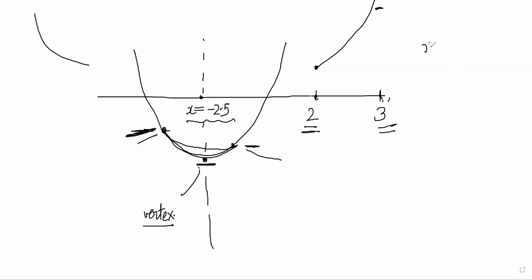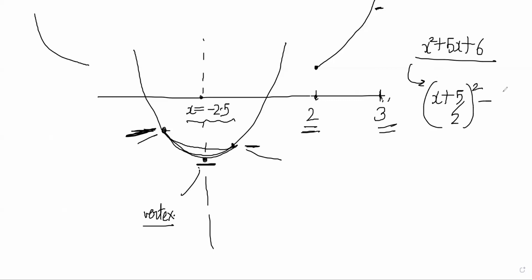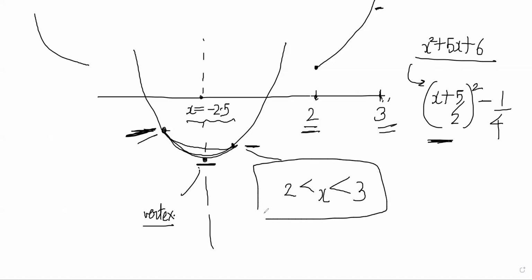But in this case, I wrote x square plus 5x plus 6 as a perfect square, and from there I figured out that the vertex is actually minus 2.5 and our range for x is between 2 to 3. So both the points are on the right side of the vertex. If both the points are on the right side of the vertex, I don't have anything to worry. The minimum value will come at the lower point, highest value will come at the higher point. Is it clear? Yeah, it is clear.